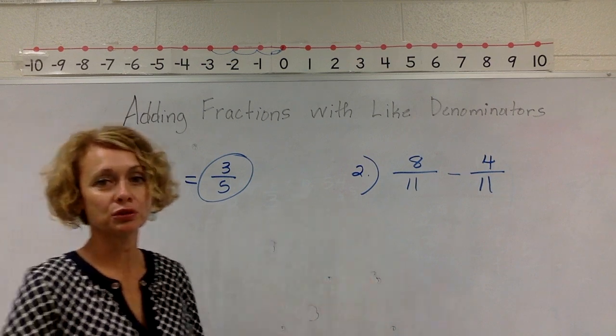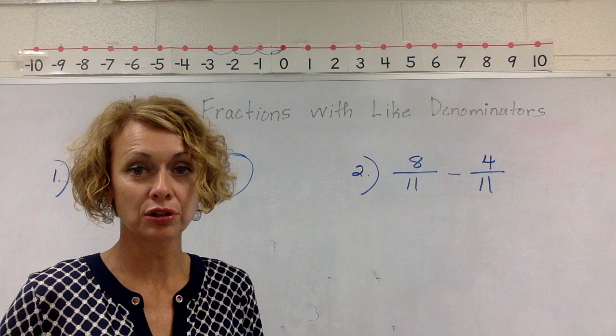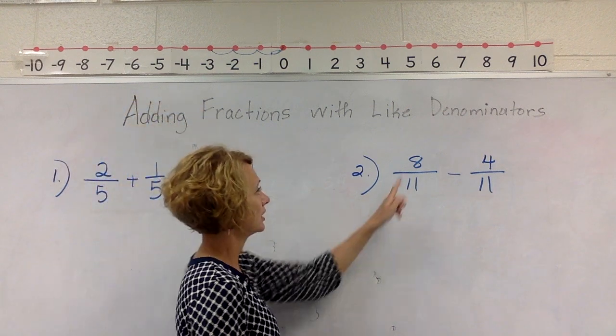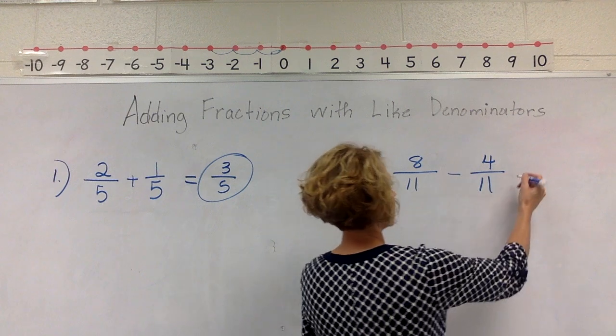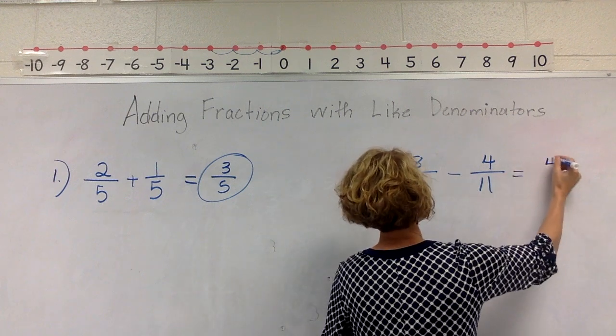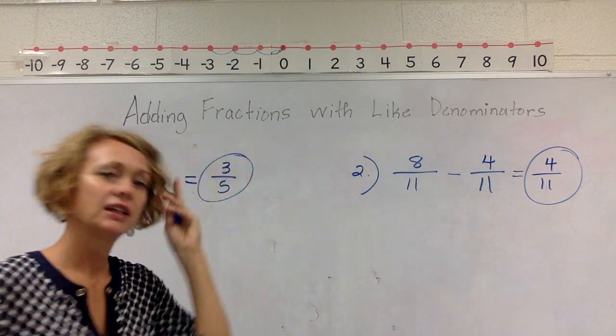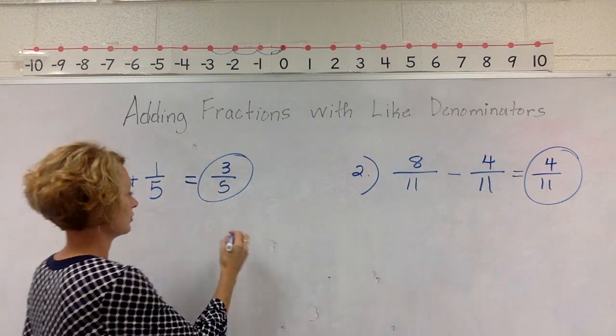Same thing happens for subtraction. If the denominators are alike, you just calculate with the numerators. 8/11 minus 4/11 would simply be 4/11. That is simplified, and you go with it. Let's just get one more for a minute.